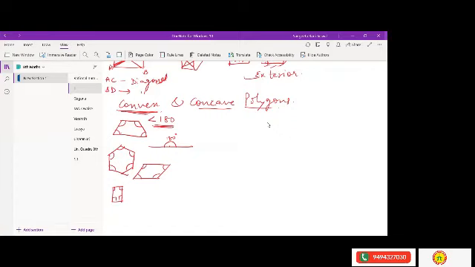I hope you have understood this. You can even please make a note of it. Convex polygons: when all the interior angles are less than 180 degrees.